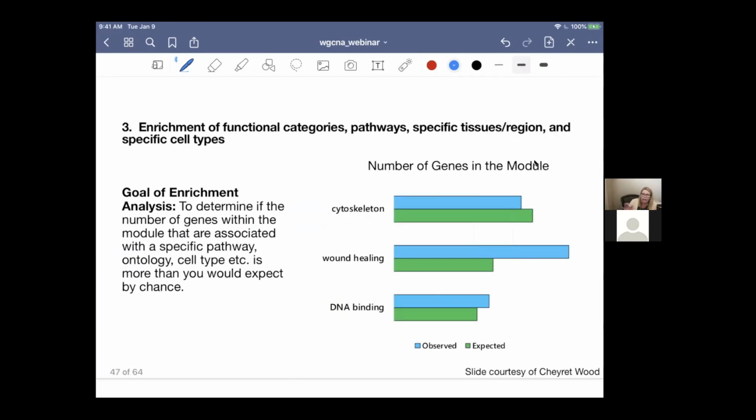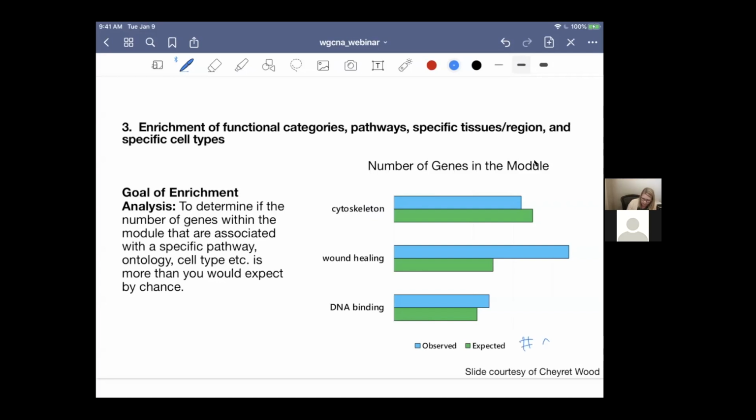The final way of linking external information to the module that we're going to talk about today is enrichment analysis. The goal of enrichment analysis is to determine if the number of genes within the module that are associated with a specific pathway, ontology, cell type, whatever your category is, is more than expected by chance. In this demo graphic that Sheree Wood put together, she plotted both the observed and the expected number of genes.